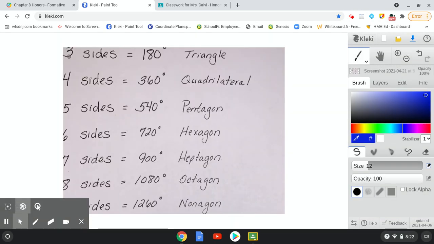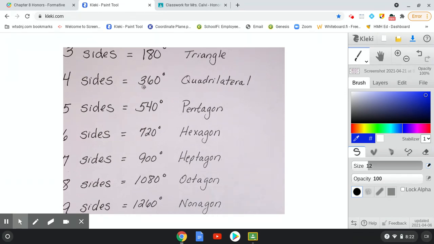We know that a three-sided figure is a triangle and the total interior angle measurement is 180 degrees. I just happen to have a couple others listed. A four-sided figure is 360 degrees. A five-sided figure measures 540 degrees. A four-sided figure is a quadrilateral, a five-sided is a pentagon, and so on and so forth. And a 10-sided is a decagon. You can't see it. It got cut off.